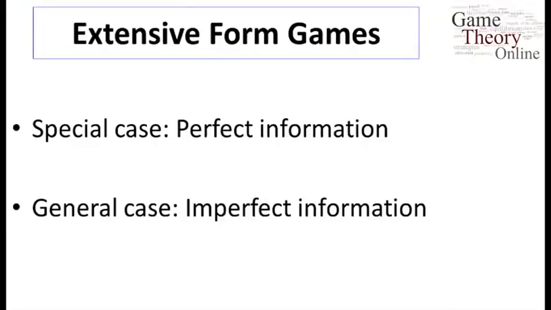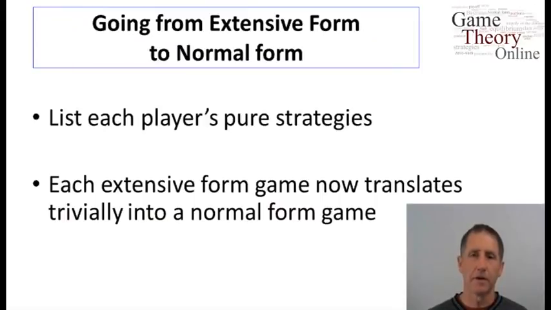So we've seen the special case of extensive form games, the games of perfect information. It's a good time now to move to the general case of games of imperfect information. Let's start by asking the following question. When we take a game of perfect information, can we transform it to the normal form game? And the answer is, in a very straightforward way, yes.